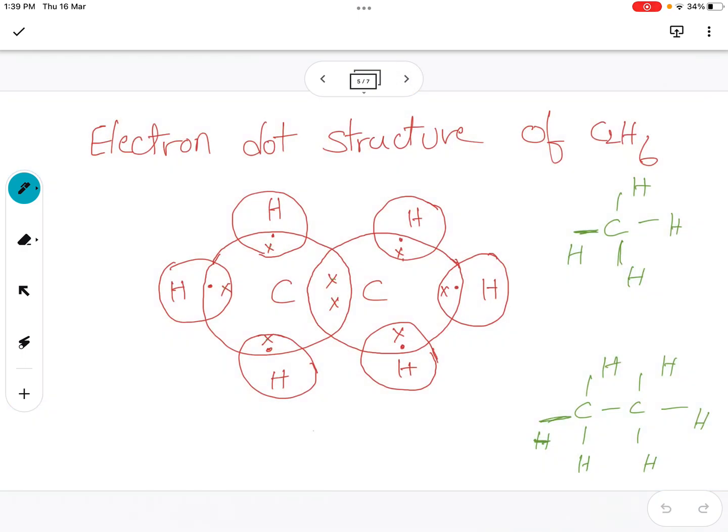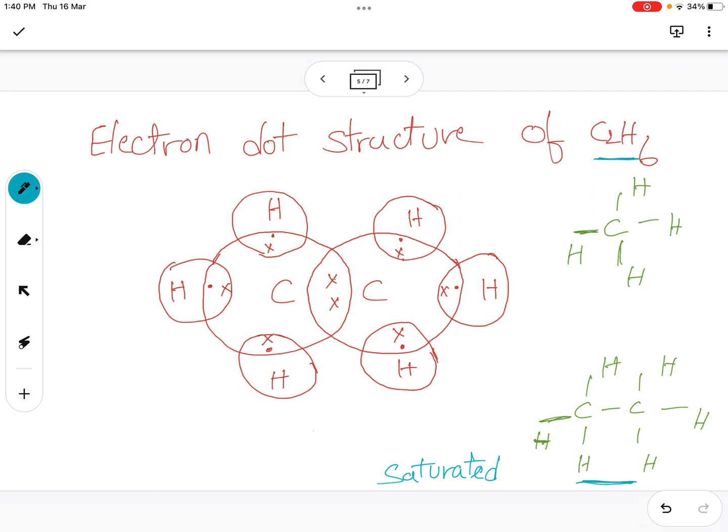Next, electron dot structures of saturated and unsaturated carbon compounds. Now we are going to see ethane. The ethane structure is like this. This is a saturated hydrocarbon. Why? This compound contains only single bonds. Only single bonds means it is a saturated hydrocarbon.